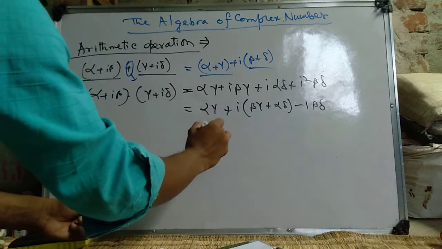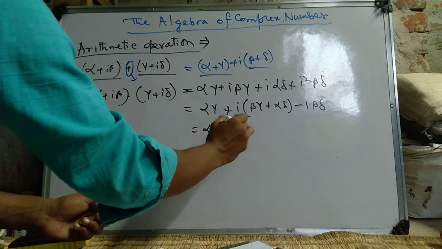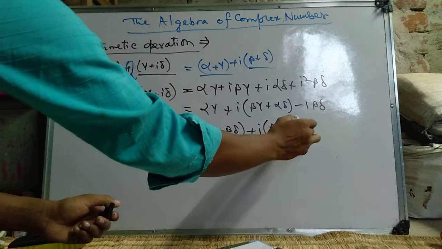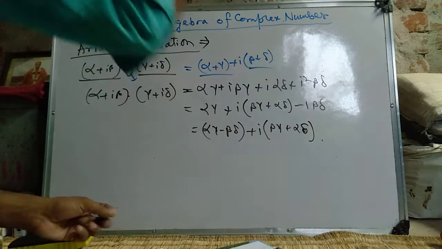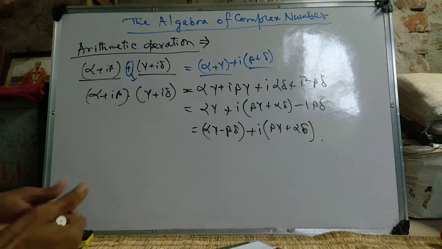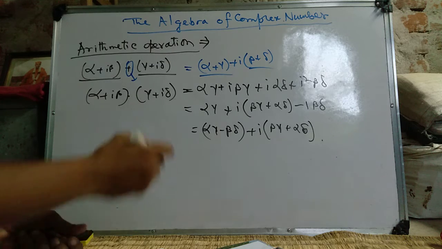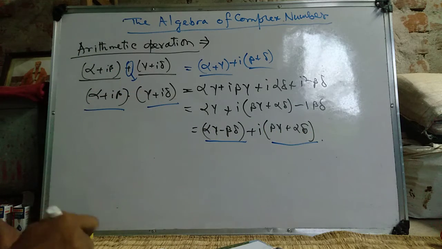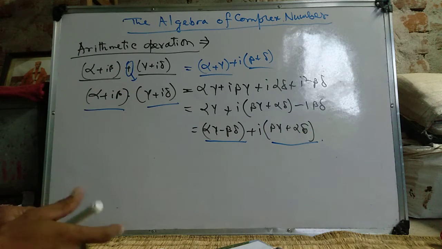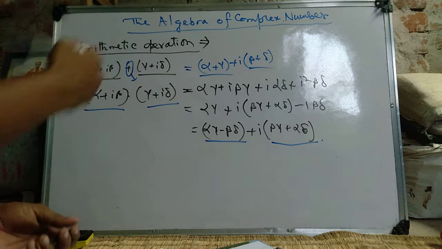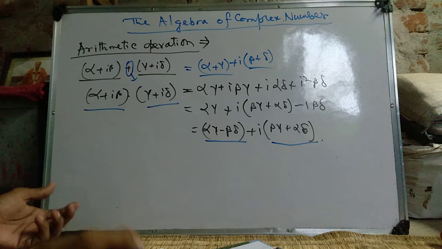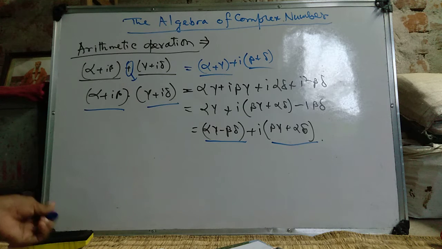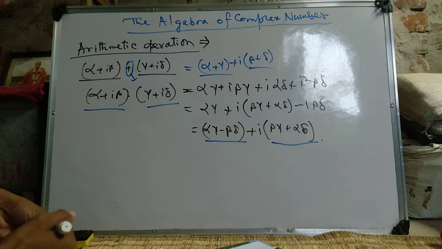Then this is alpha gamma minus beta delta, plus i times beta gamma plus alpha delta. So we write it simply. Then what do we find? This is the result of multiplying two complex numbers. We obtained it by multiplying each by the other and then separating the real part and the imaginary part.